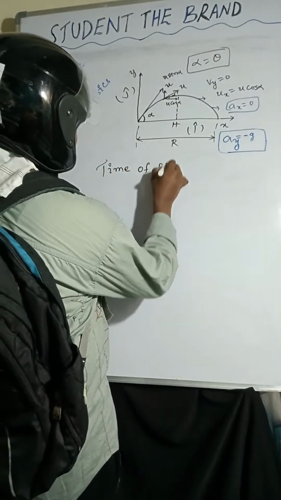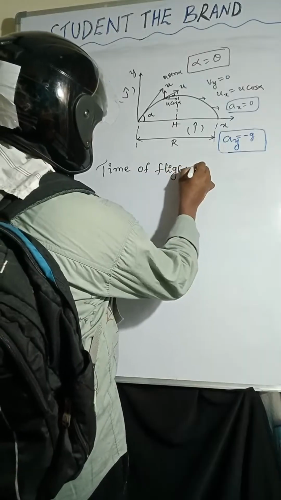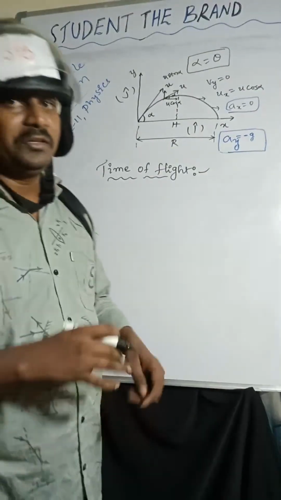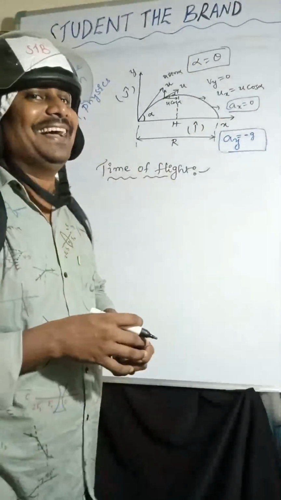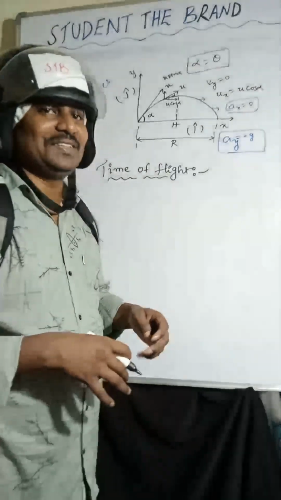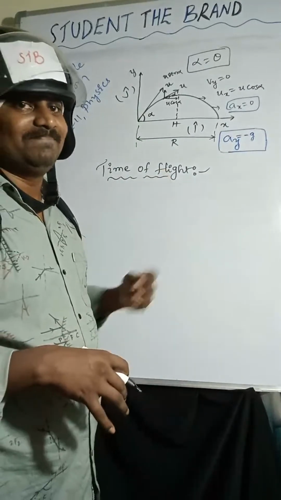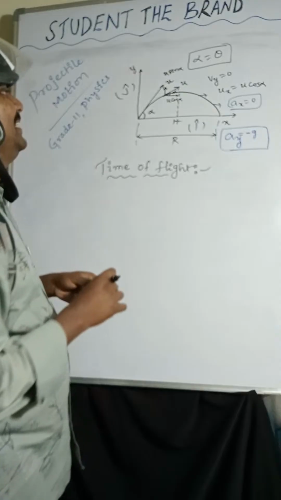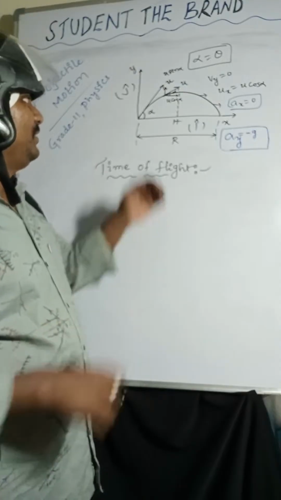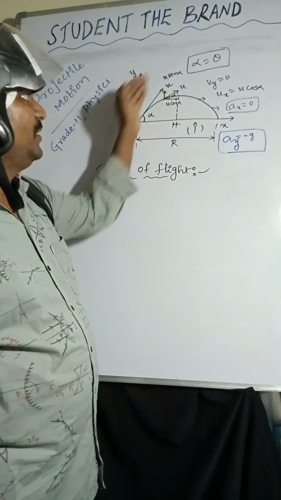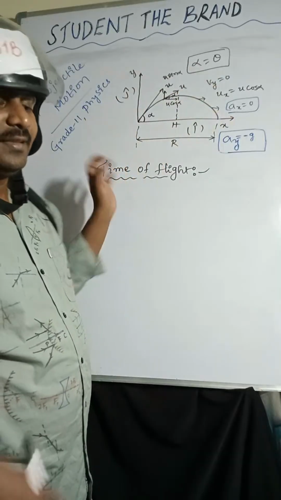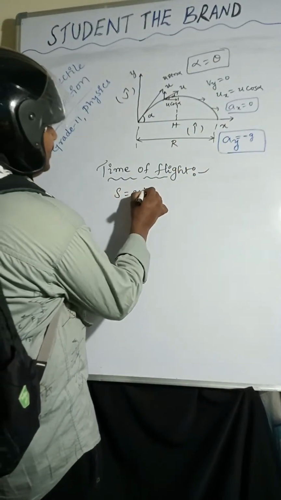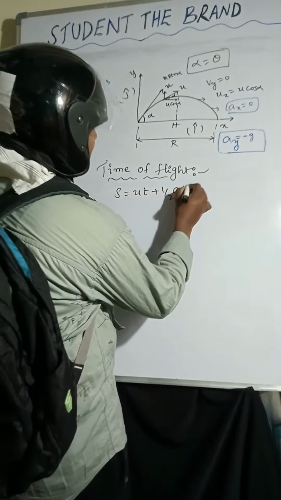Time of flight. So I'm going to take flight, everything is ready, all set, now ready to take flight. Here, the time taken by the particle to fly in air, from here to here. That's why we are considering the vertical component. The same formula, s equal to ut plus half at square, you can take.